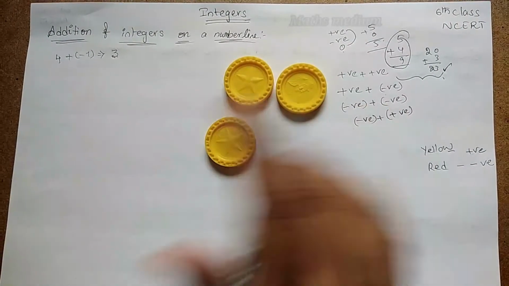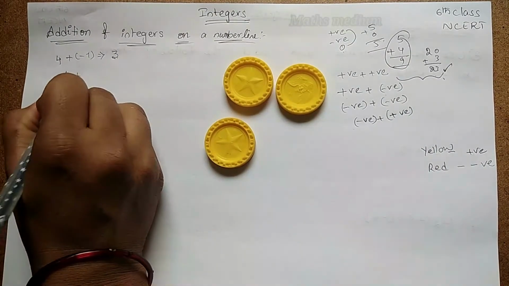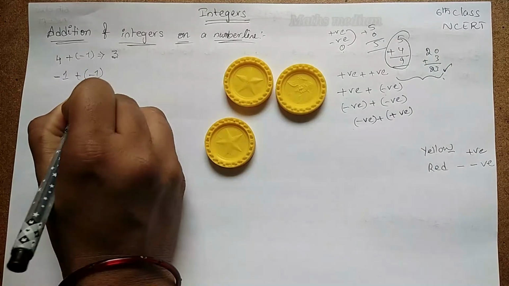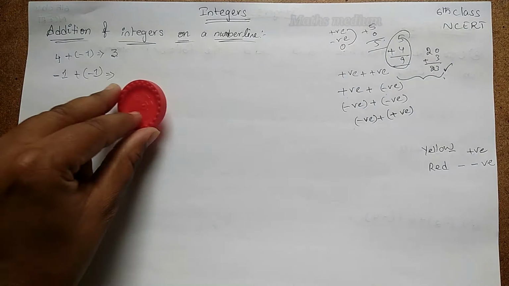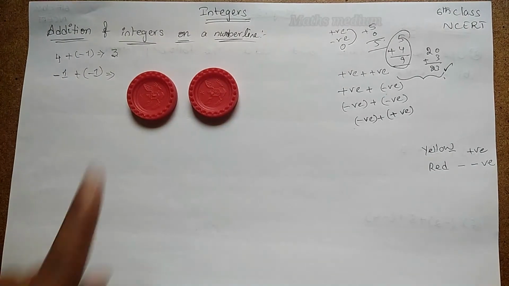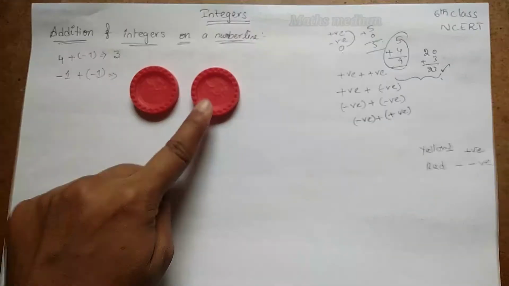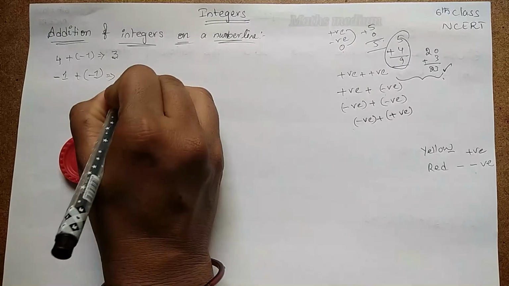If you take both negative numbers, let's see, minus 1 plus minus 1. If you take minus 1 and another minus 1, we get two red coins with a minus symbol. So red is the minus symbol, right? So we get minus 2 as the answer.